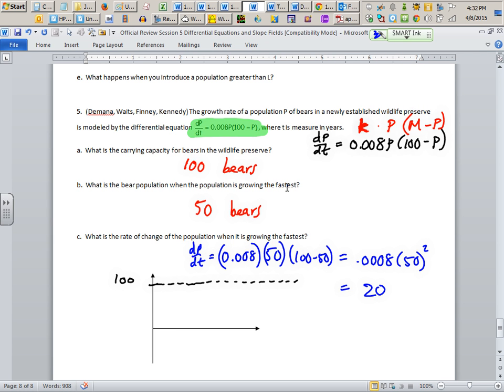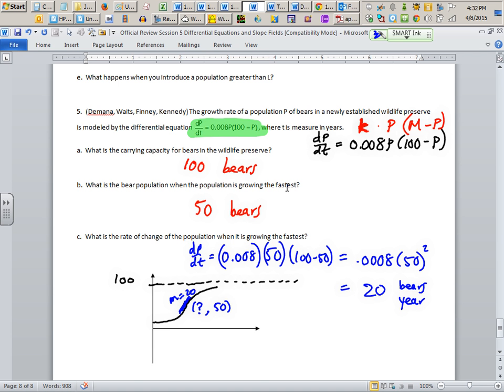This is dP/dt. That's bears per year. What it represents is the slope at that inflection point. See? So your curve looks something like this. And the slope at the inflection point is 20. The bears at the inflection point is 50.